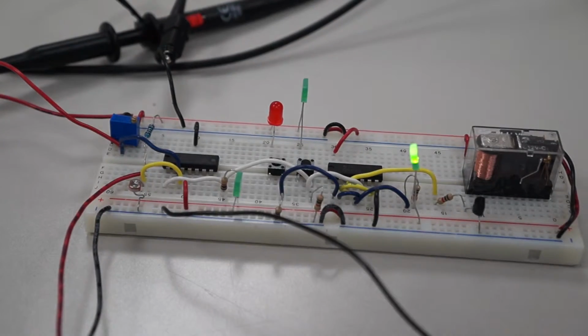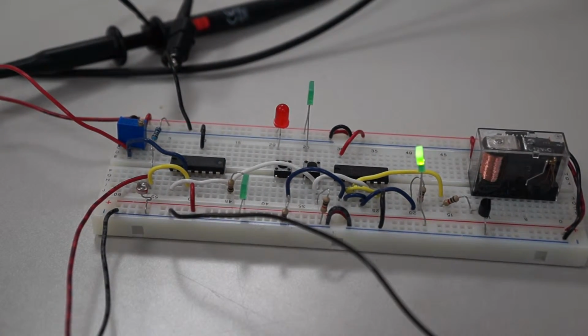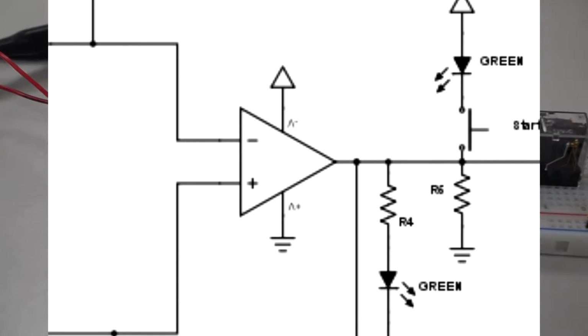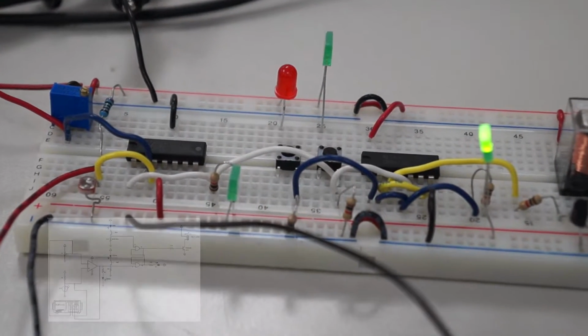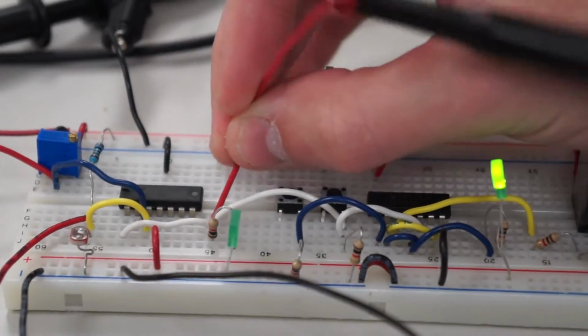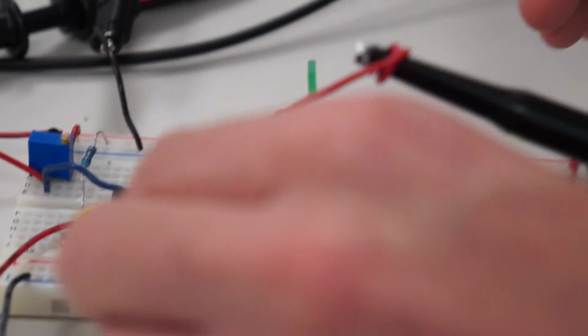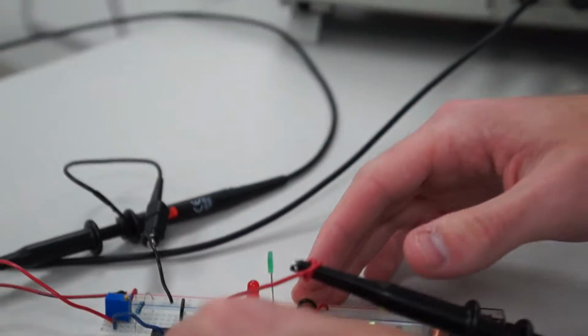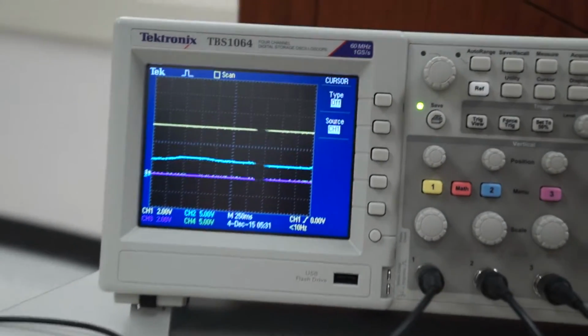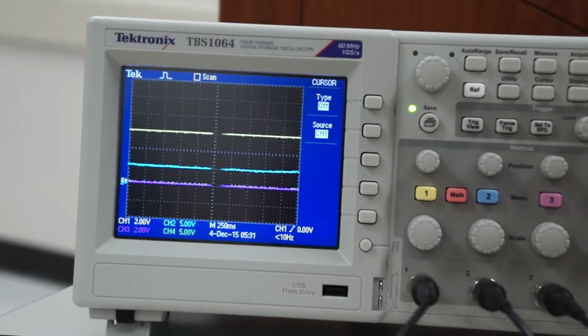Now we're going to check the output of the operational amplifier by connecting channel 3, which is purple, to the output here and to the ground. And now we operate the circuit, see if we get the right response.